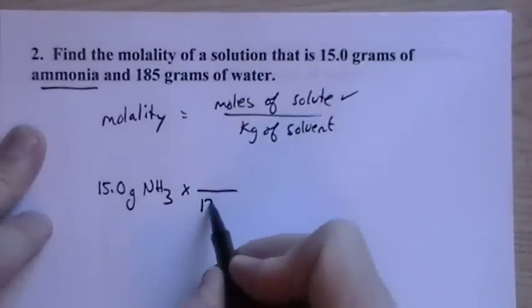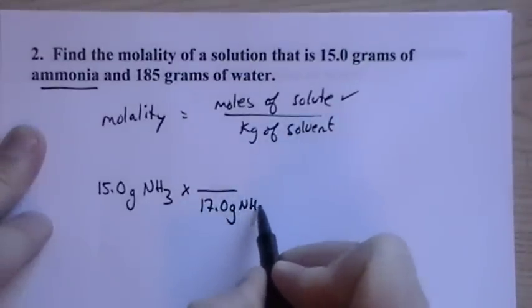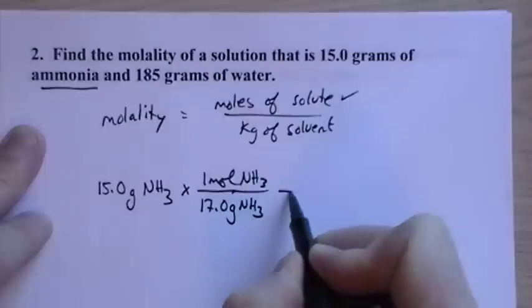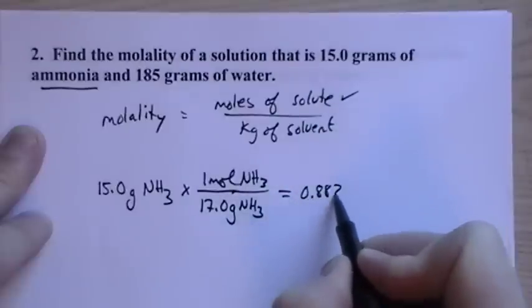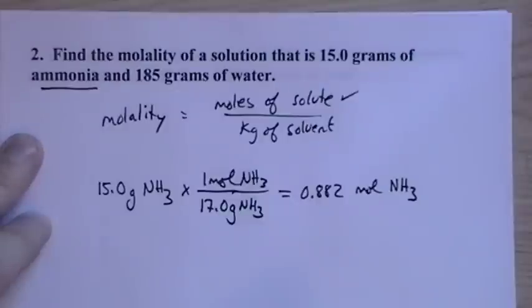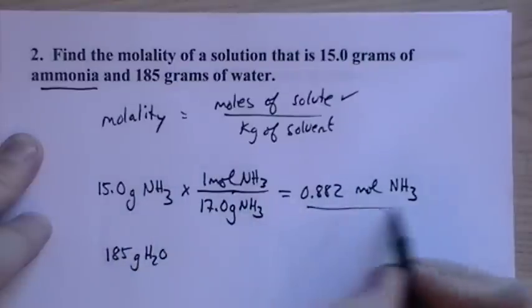So this is 17, and I've done these calculations out previously just to speed things along, so I'm doing them out so that you can see it. It's always nice to see someone working through the problem. But if you're wondering why somehow I know how to do this so quickly, it's because I've done them before. So 0.882 gives us moles of NH3.